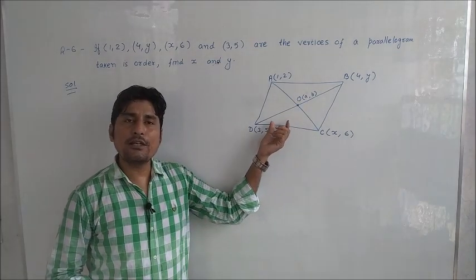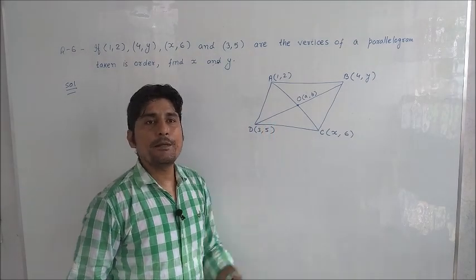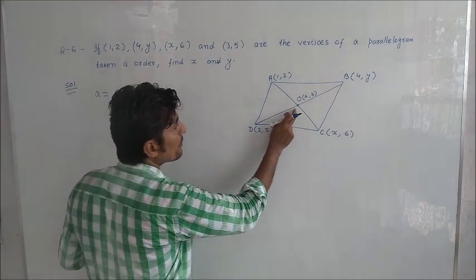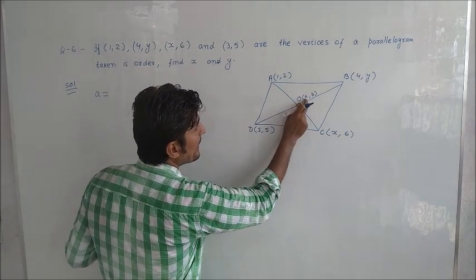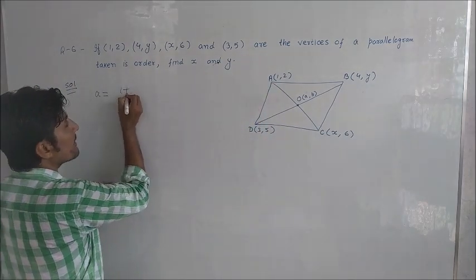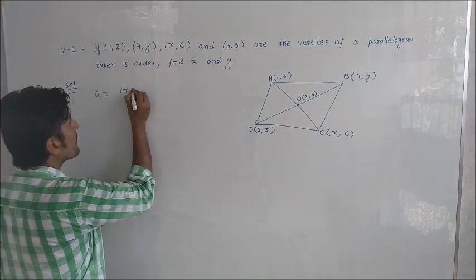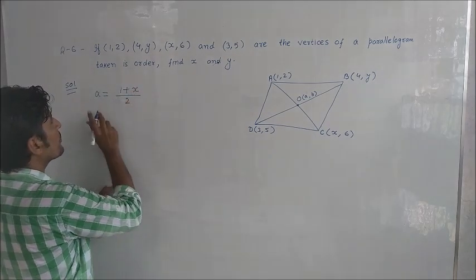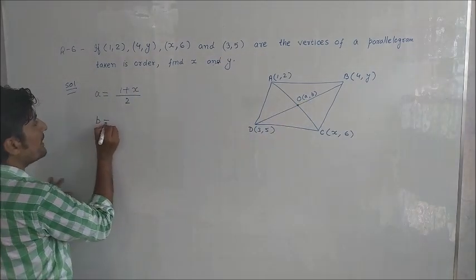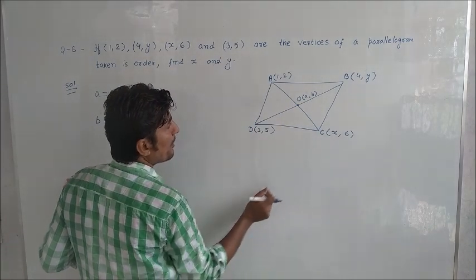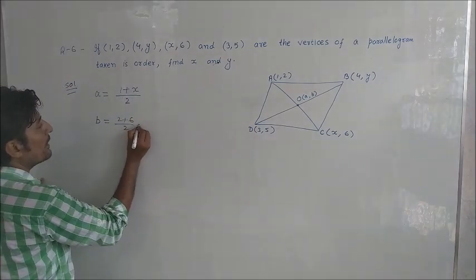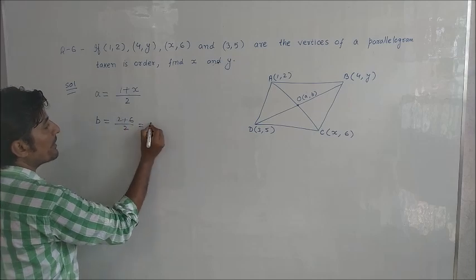After that, we will find the values of a and b by using the midpoint formula. So here a will be equal to, since O is the midpoint of AC, (x1 + x2) divided by 2. That means (1 + x) divided by 2, where x1 is 1 and x2 is x. So this is the value of a. Similarly, we can find the value of b also. b equals (y1 + y2) upon 2, meaning (2 + 6) divided by 2, which is 8 by 2, equal to 4.